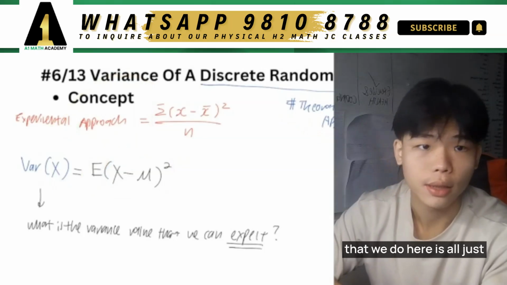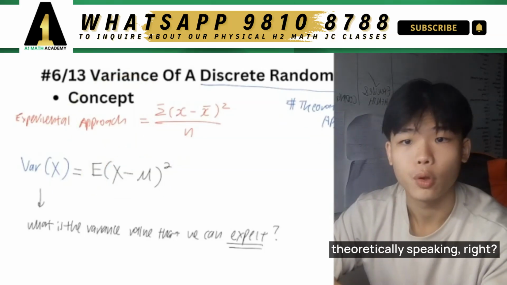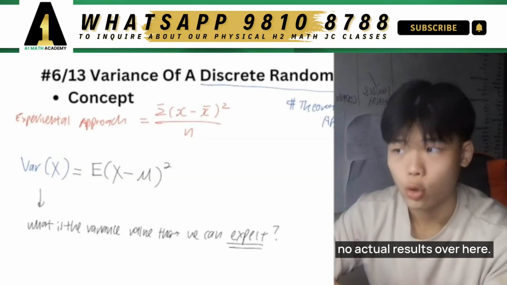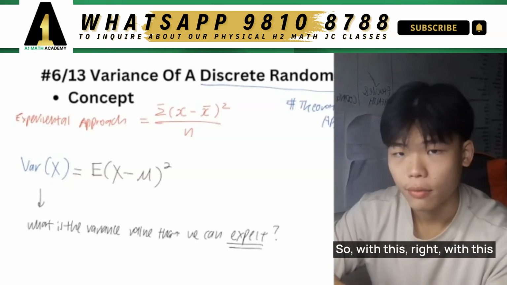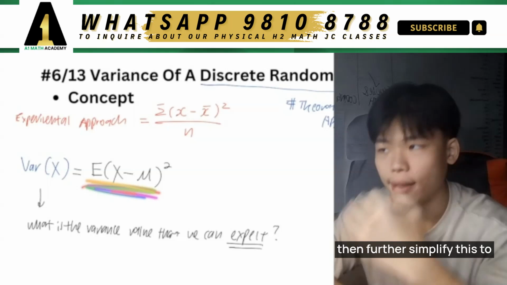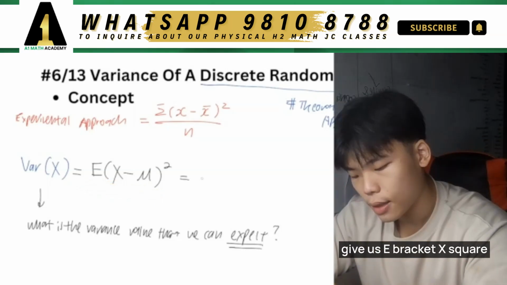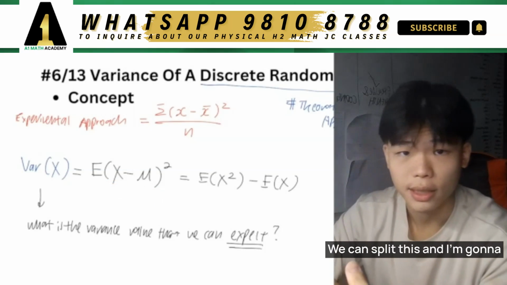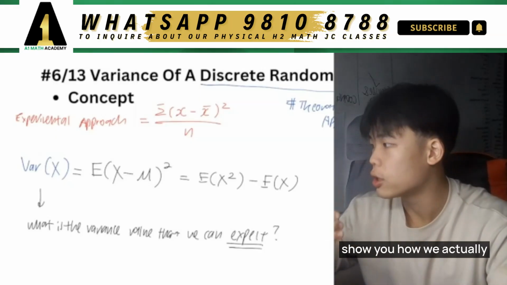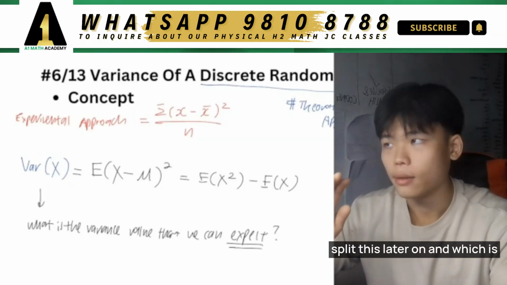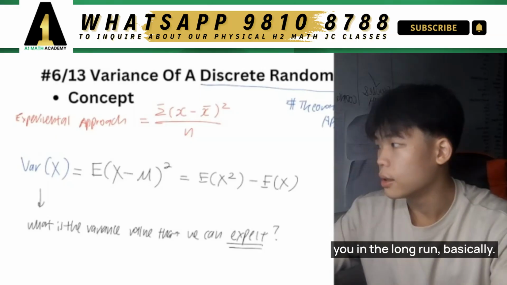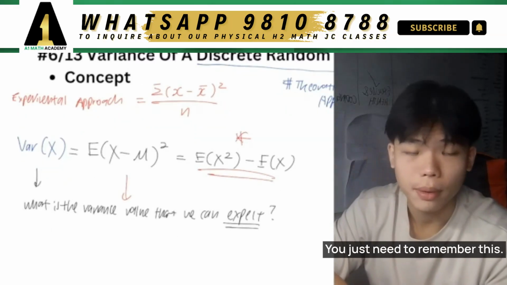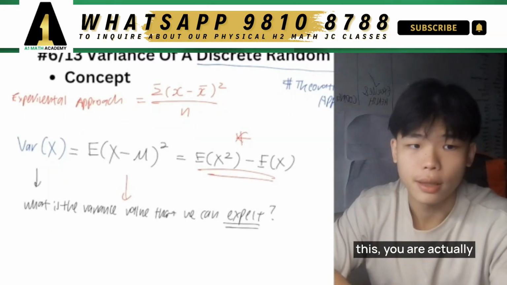That means every single thing that we do here is all just theoretically speaking, right? It's not the experimental approach because there's no actual results. So with this formula over here, we can then further simplify this to give us E[X^2] minus (E[X])^2, right? We can split this, and I'm going to show you how we actually split this later on, which is going to be very helpful for you in the long run. So the key thing here to remember is just this. You just need to remember this, and once you remember this, you are actually very good to go already.